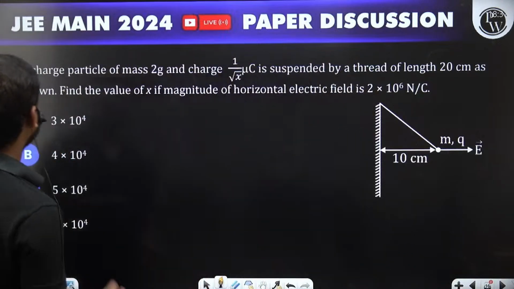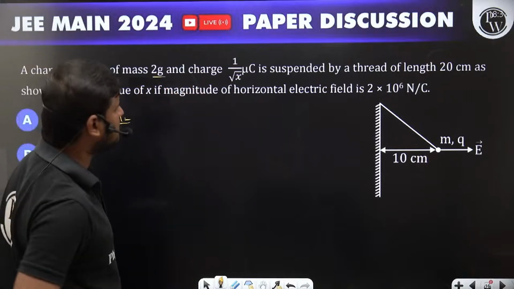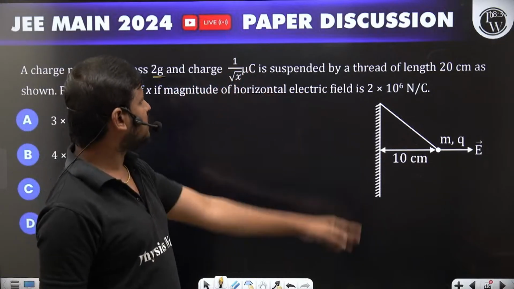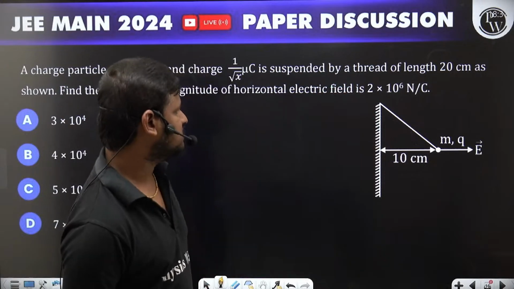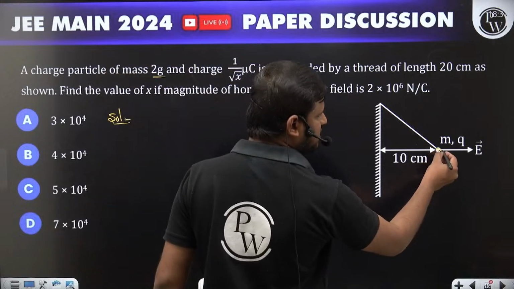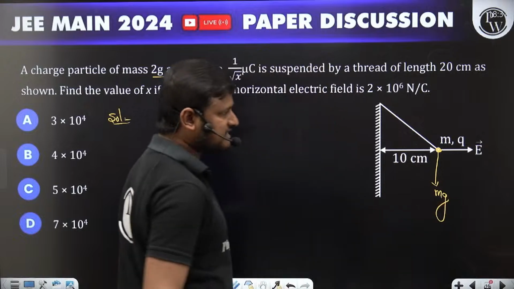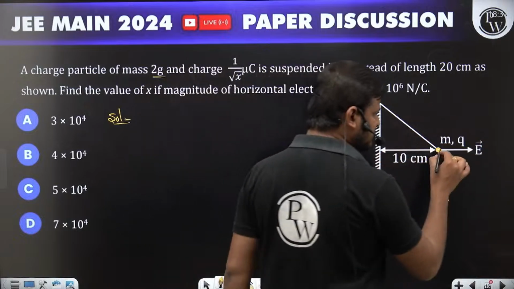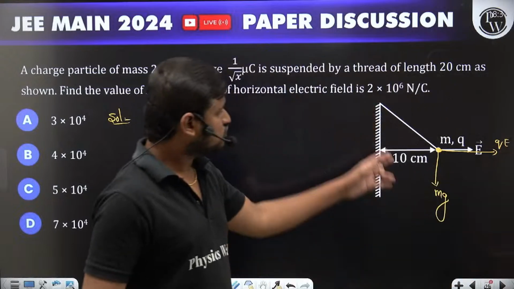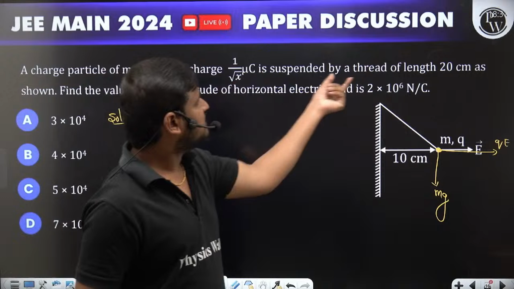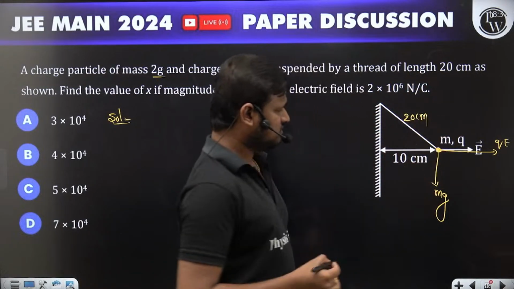So the next one. A charged particle of mass 2 grams, charge 1 by root x microcoulombs, is suspended by a thread of length 20 centimeters. So here is the charge. This charged particle will have the weight mg, and as the electric field is to the right side, it will experience an electric force QE to this side, right? It is hung by a thread of length 20 centimeters. So this length is 20 centimeters, right?